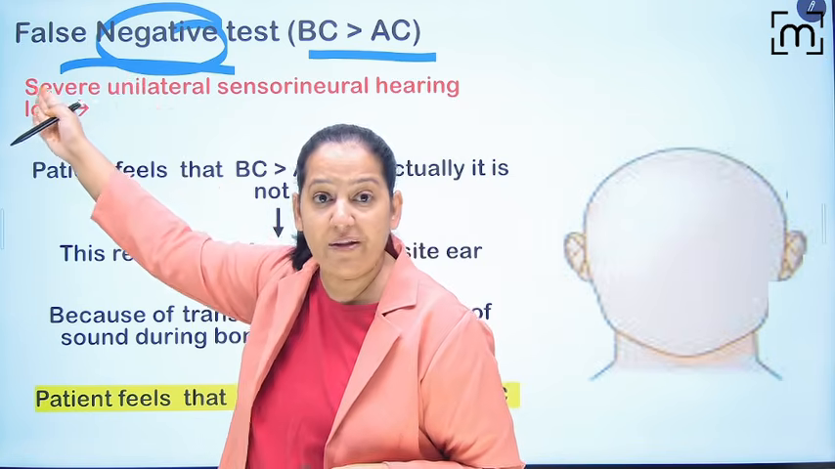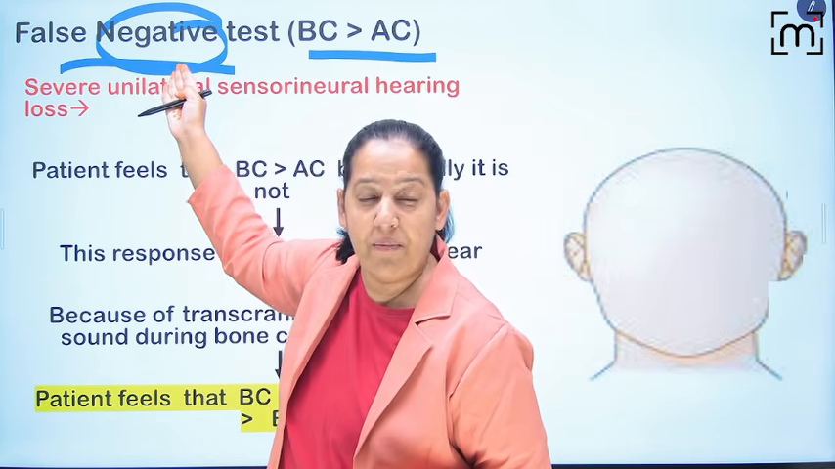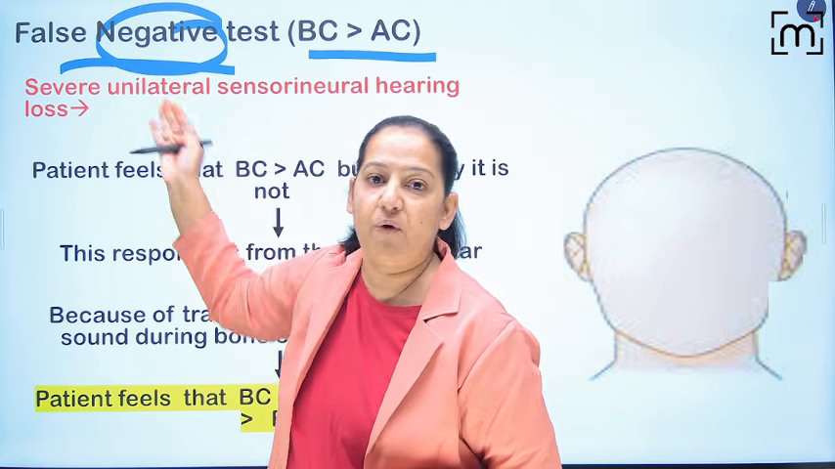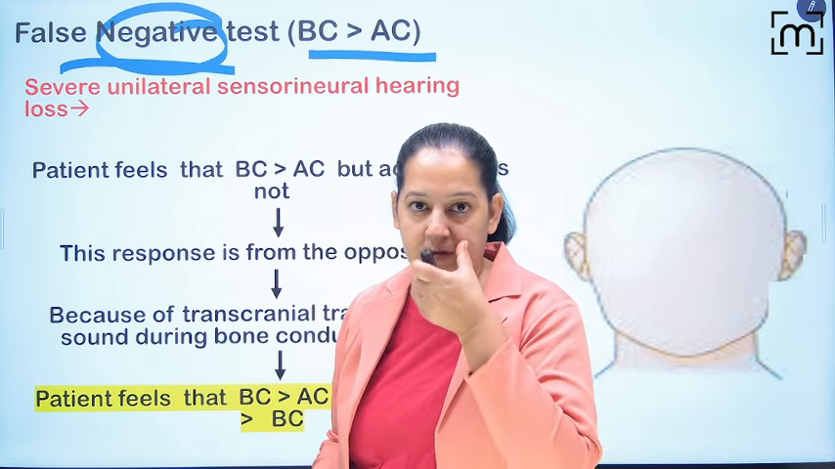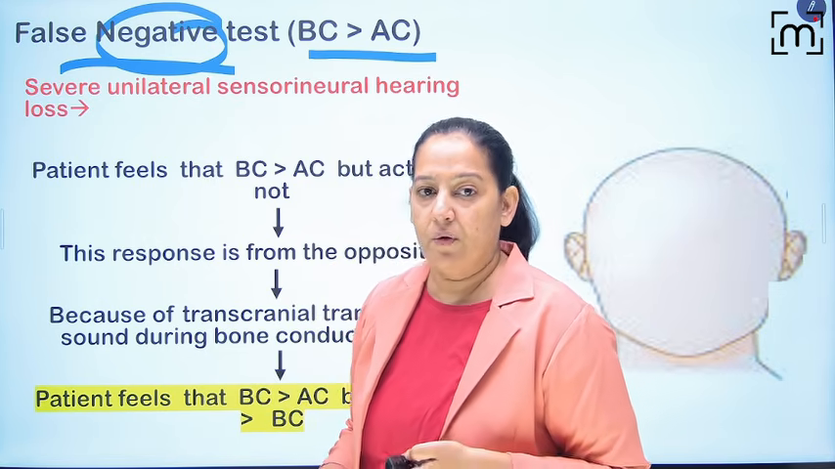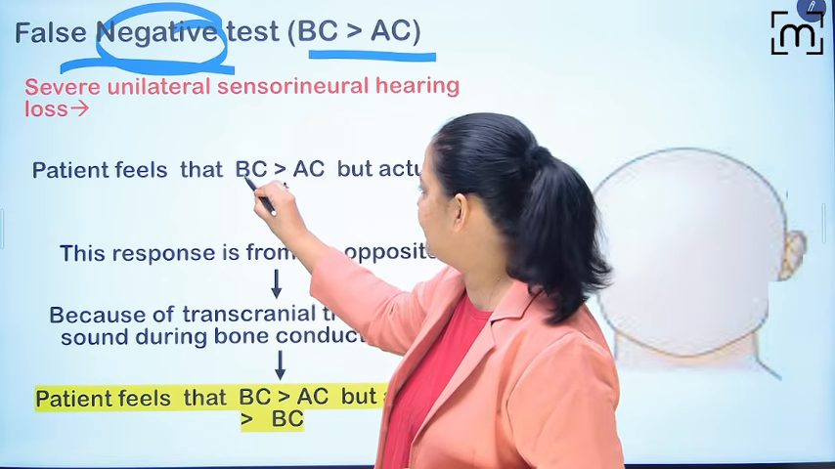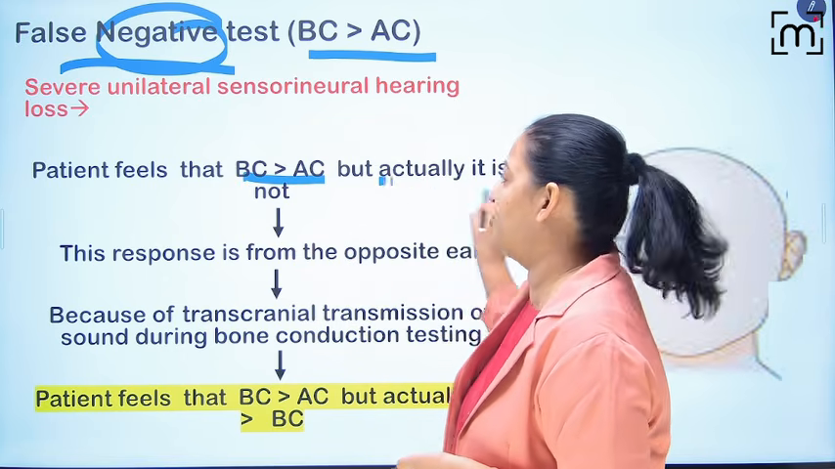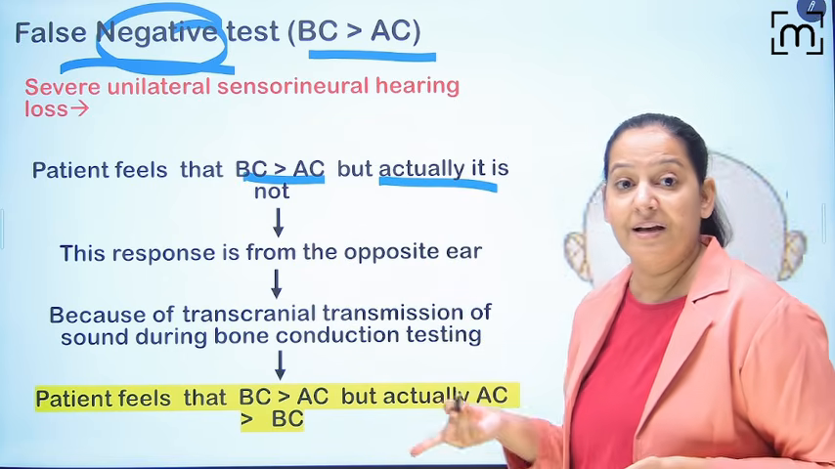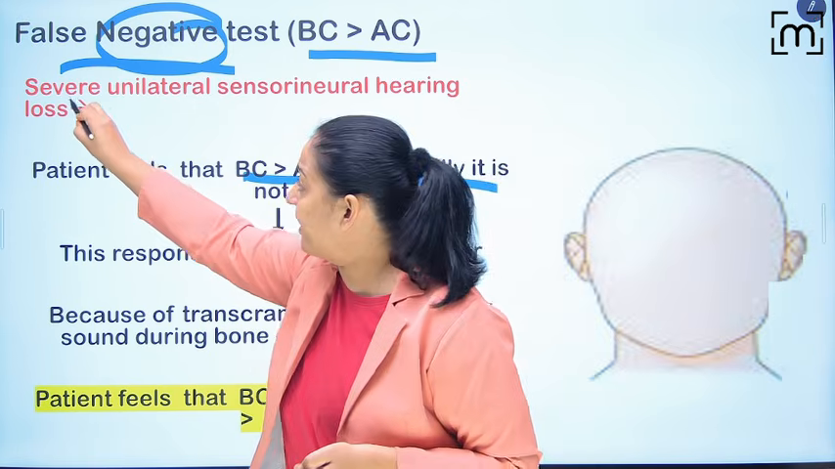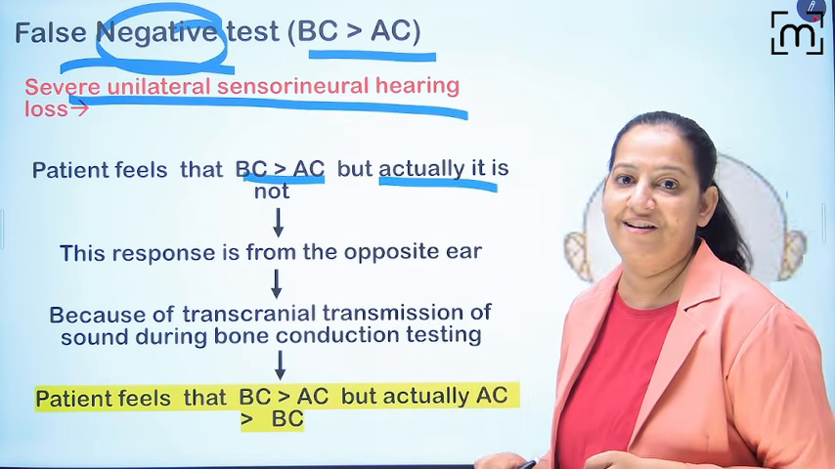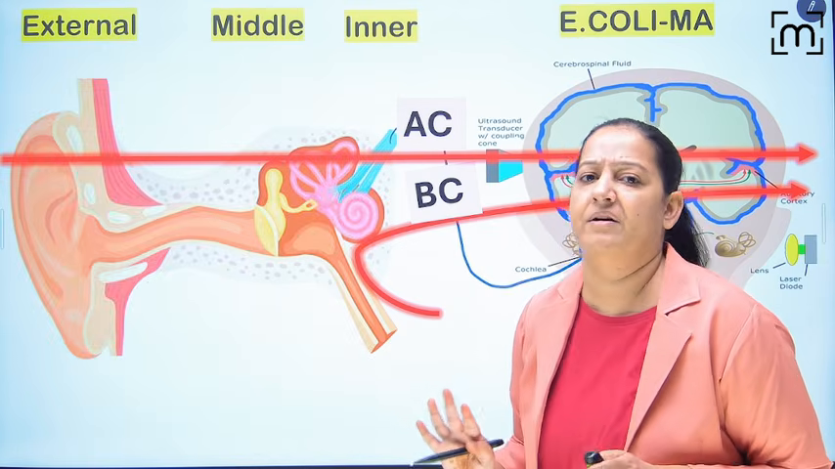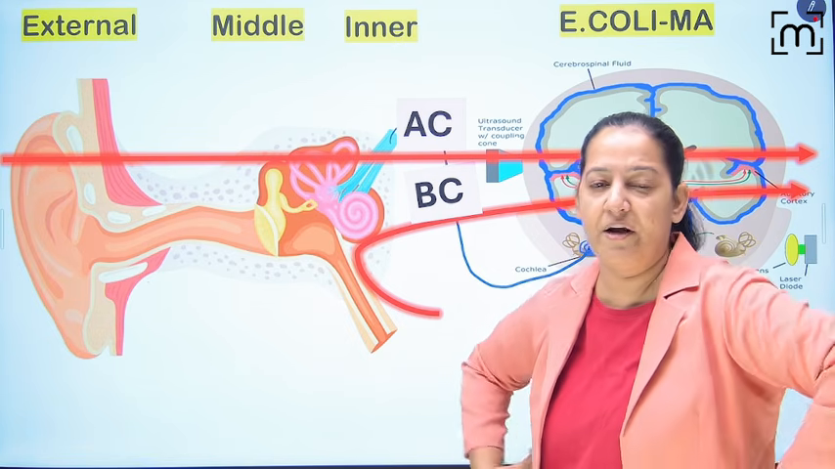That's why it is false, false negative. The patient feels negative, but actually it's not negative. You are getting my point. So the patient feels BC greater than AC, but actually it is not the case. Now what happens? This happens in 100% severe sensorineural deafness.